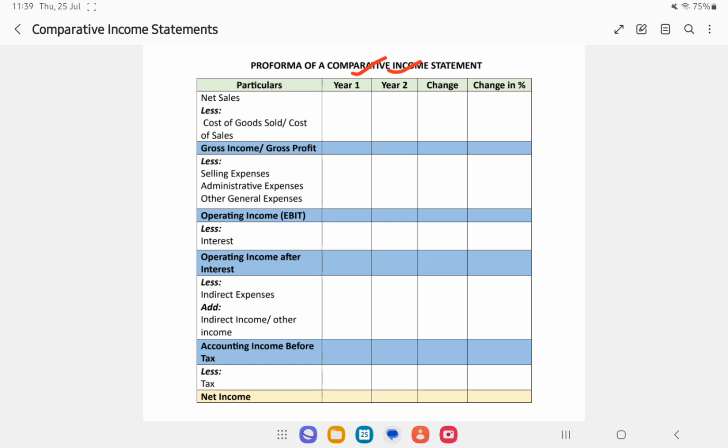From that, what are we deducting? We are deducting the cost of goods sold. Remember, we are just deducting the cost of the sales. That means the production cost of the material or the production cost of the service we have sold.